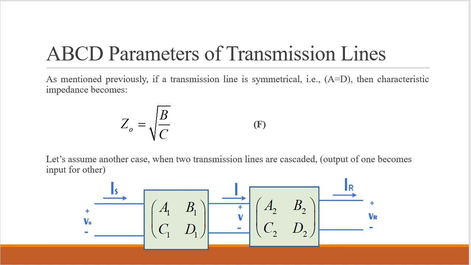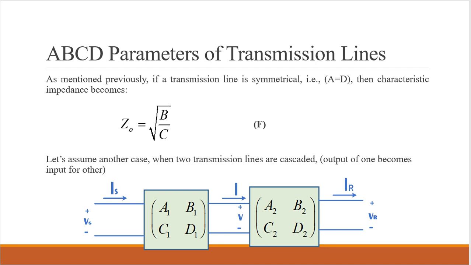Now after finding it, let us assume another case where the two transmission lines are cascaded. What is meant by cascaded? That the output of one becomes the input for the other, right. Therefore I am considering this figure. In this figure I have Is and Vs as the sending end and IR as well as VR at the receiving end, and here I am taking the general expressions I and V.